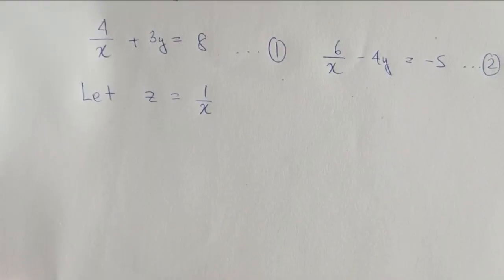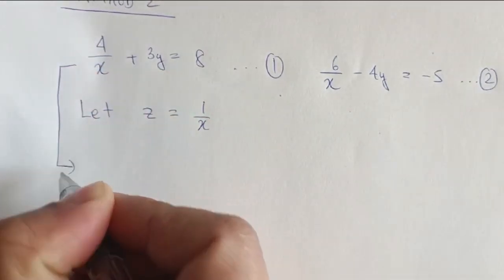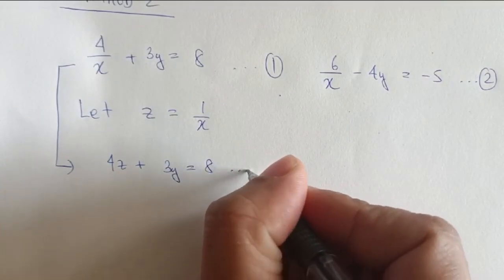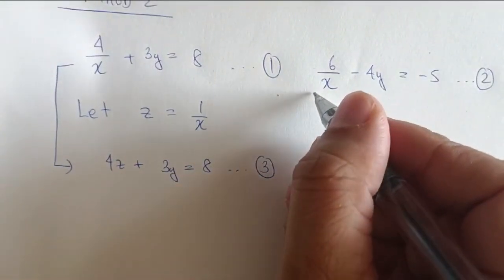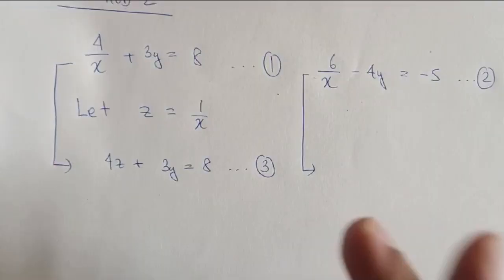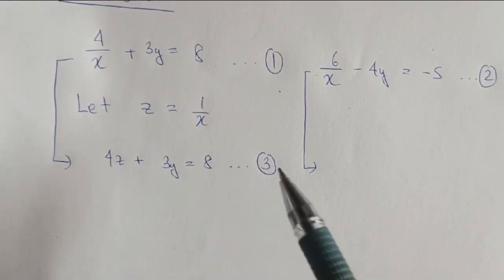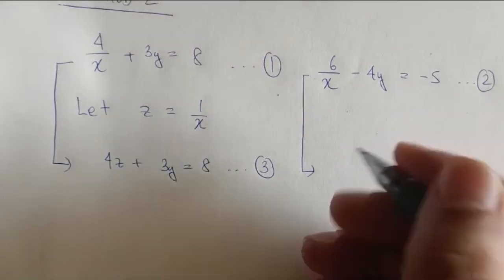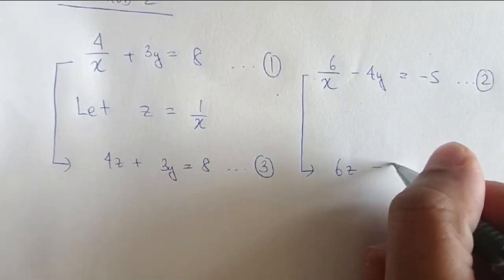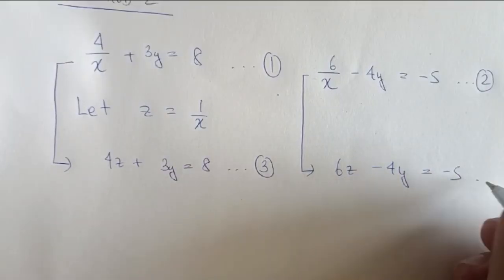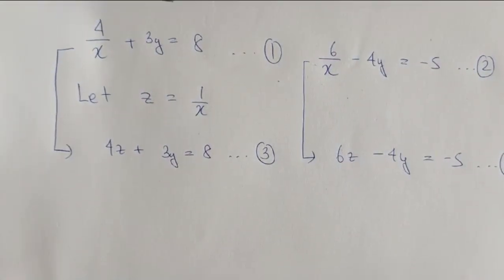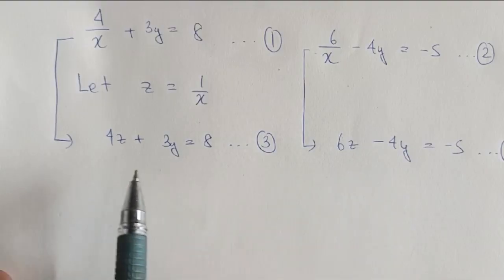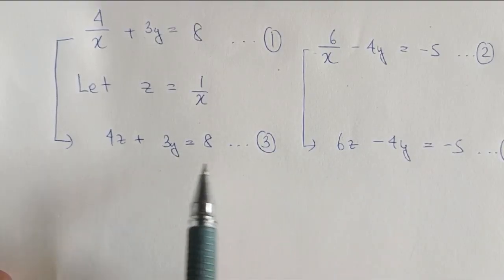Now the moment we say this, this equation becomes 4z plus 3y equals 8. We can call it 3. And here the second equation becomes 6z minus 4y is equal to minus 5. So now these are two simultaneous equations which we can solve easily. Let us do it using an easy way.